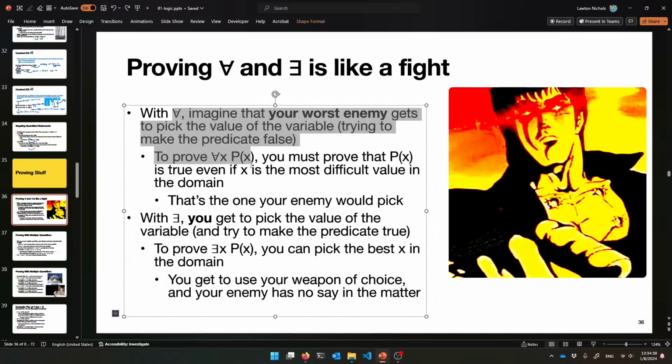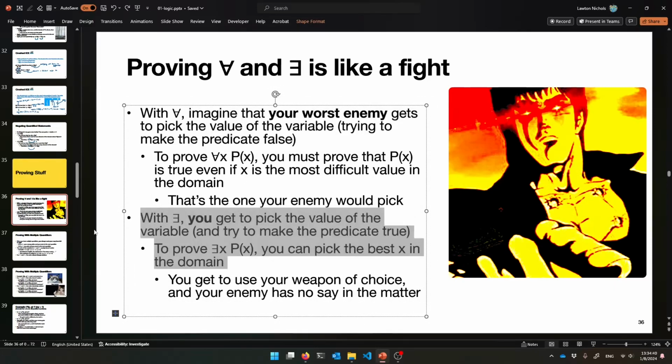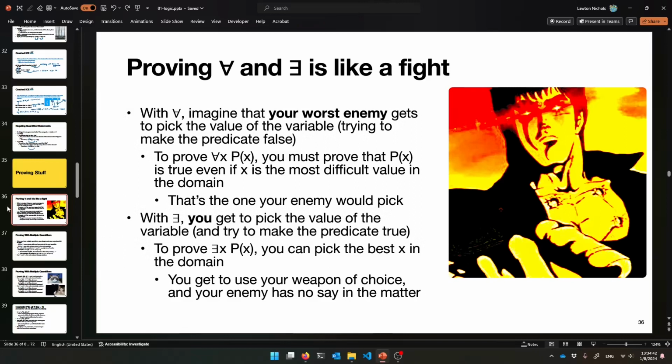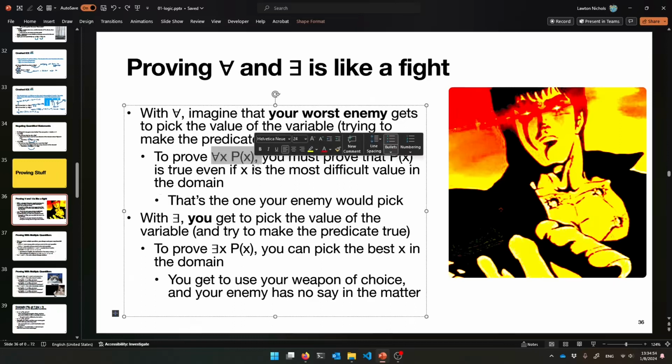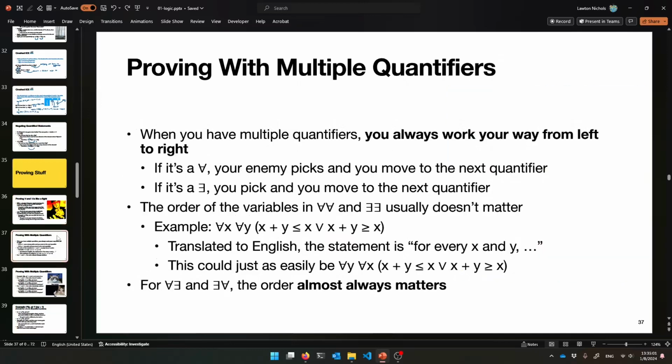But that's the idea. Your worst enemy gets to pick for a for all, and then you get to fight back with a there exists. Okay, so that helps my brain at least. So think about it that way, if that helps you too. And with that in mind, let's start to talk about fancier ideas. You can prove this by trying every element in the domain. You can prove this by picking a good x. What if you had something with multiple quantifiers? One day, I'm going to give you this real soon.